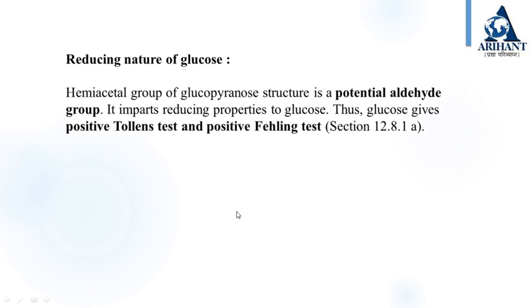The hemiacetal group of the glucopyranose structure is a potential aldehyde group. It imparts reducing properties to glucose. Thus, glucose gives positive Tollens test and positive Fehling test. So, this is the reducing nature of glucose.